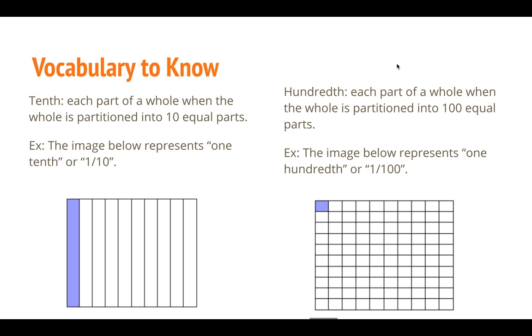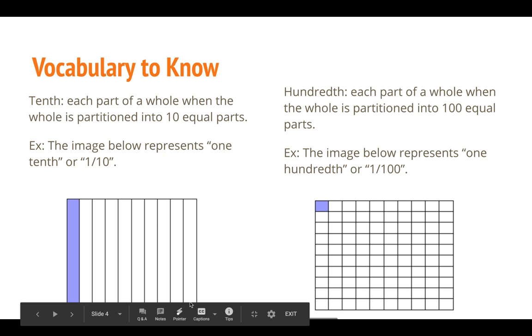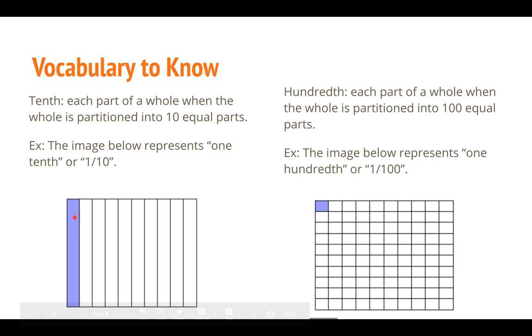Vocabulary we need to know for this lesson, the first one is tenth, an each part of a whole when the whole is partitioned into 10 equal parts. So you see below here in the example, I have 10 equal parts. So I have 1, 2, 3, 4, 5, 6, 7, 8, 9, 10. And the part that's shaded in represents 1/10.